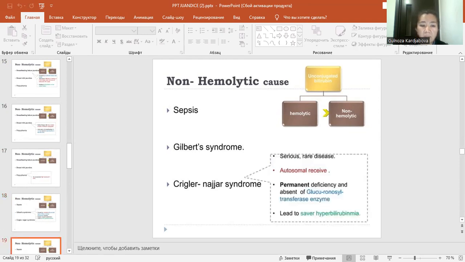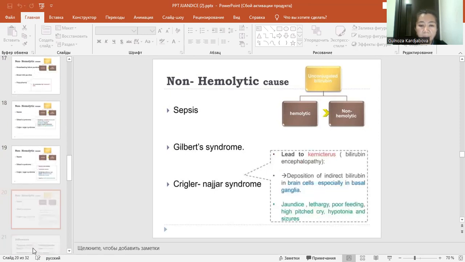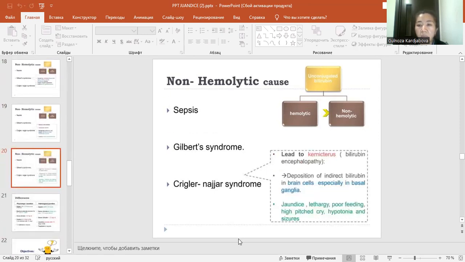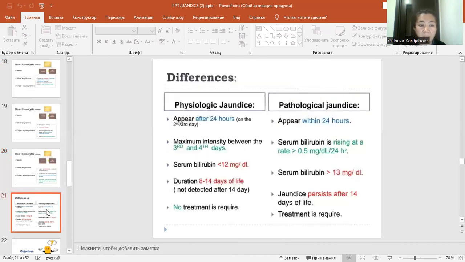Next, Crigler-Najjar syndrome leads to kernicterus, a very serious type of bilirubin encephalopathy, with deposition of indirect bilirubin in brain cells, especially in the basal ganglia. Jaundice, lethargy, poor feeding, high-pitched cry, hypotonia, and seizures will be visible as clinical symptoms.